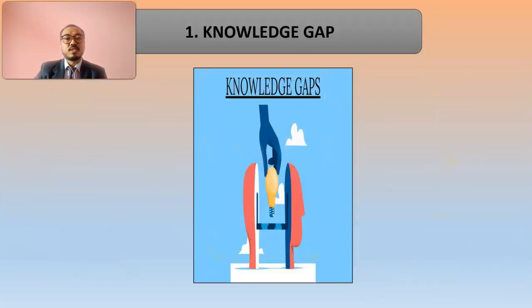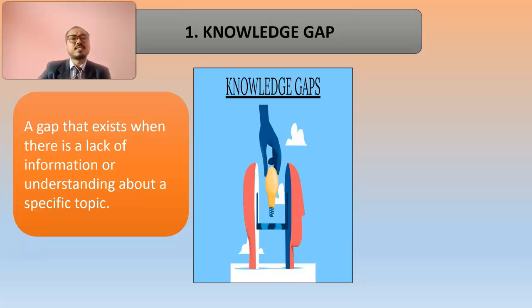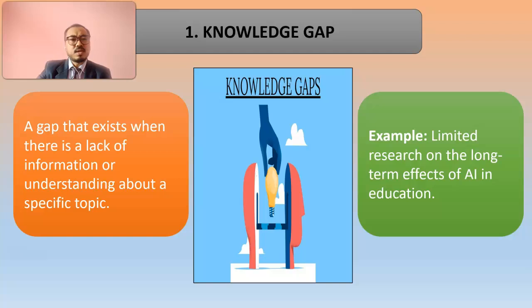Okay, next one is knowledge gap. So these gaps exist when there is a lack of information or understanding about a specific topic. Like when we do some research, and if we are unable to provide the required knowledge, or if we are unable to provide the information that our research work demands, then that gap is called knowledge gap. For example, limited research on the long-term effects of AI in education.